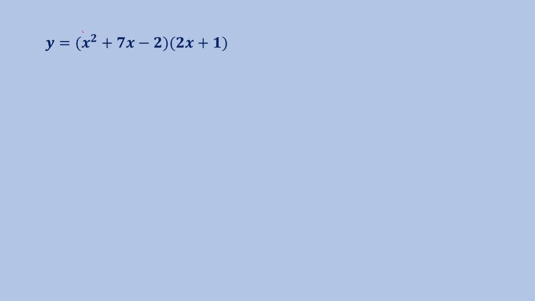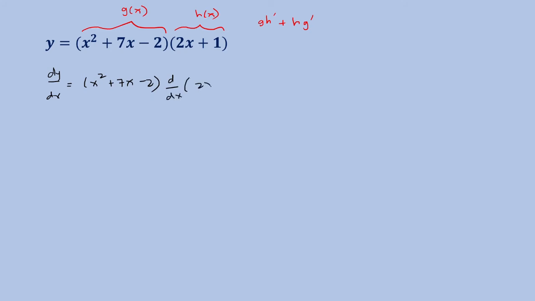Okay, for this example, let's say this is our g of x, and this would be our h of x. So we have g h prime plus h g prime. To get the derivative, we have g of x, that would be x squared plus 7x minus 2, and then the derivative of 2x plus 1, plus 2x plus 1, and the derivative of x squared plus 7x minus 2.